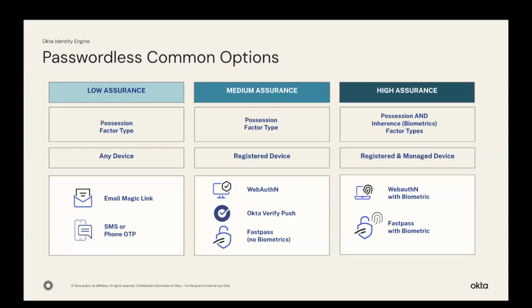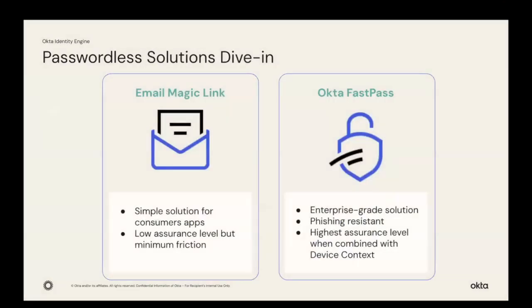Now, let's dive into a couple of these options. The first one, which we want to briefly have a look at, is the email magic link. Now, email magic link is mostly used for custom apps and usually customer-facing apps, where you want a very simple solution with minimum friction.